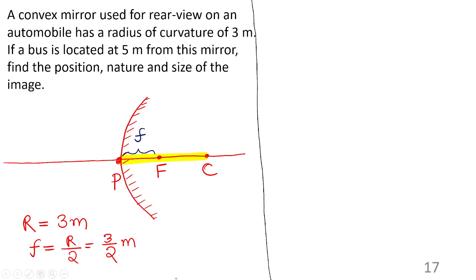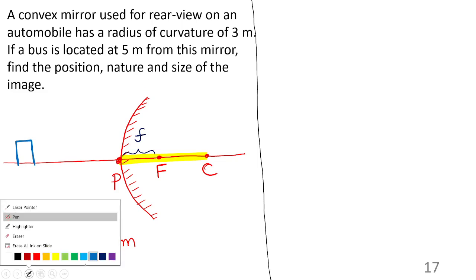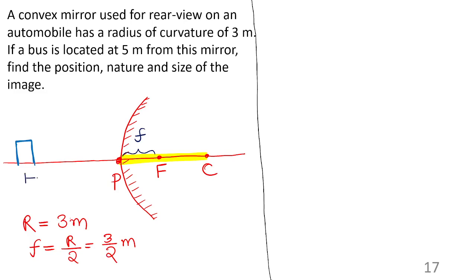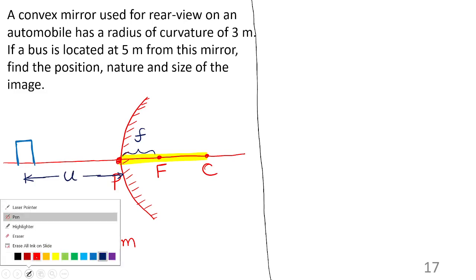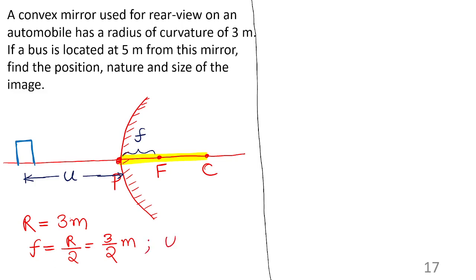The next step is, anything else given? Yes, there is a bus. There is a bus some distance away from the mirror. I don't want to draw a beautiful diagram. This is the bus. The bus is located 5 meter away from the mirror, right? That is actually u. That distance is said to be u. U is always taken as negative, so u equal to minus 5 meter.